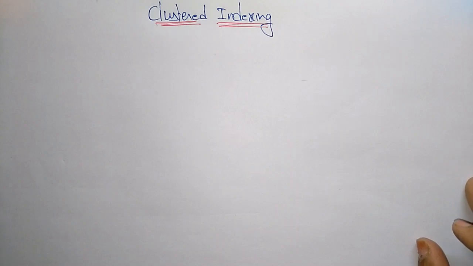Hi students, welcome back. Coming to our next topic, that is clustered indexing. In the previous video we discussed what a primary index is. In primary indexing we say that the index should be an ordered file with two fields, that is a key field and the next is a block pointer.